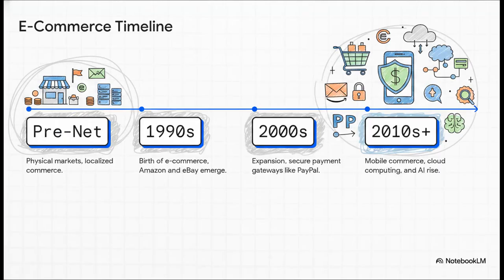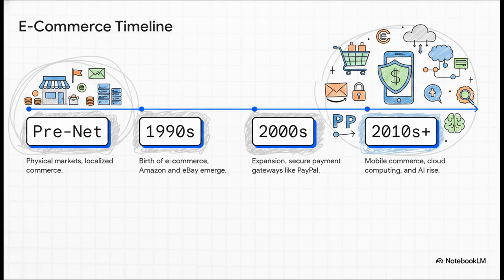Now that we know what it is, it's wild to look at how rapidly we arrived at this point in history. I mean, we evolved from purely physical, localized markets to incredibly sophisticated AI-driven platforms in just a couple of decades. The pre-internet era was entirely bound by geography, right? You could only buy what was in your town. Then the 90s hit, bringing pioneers like Amazon and eBay. And remember the skepticism back then? People thought there was no way they were putting their credit card number on the internet.